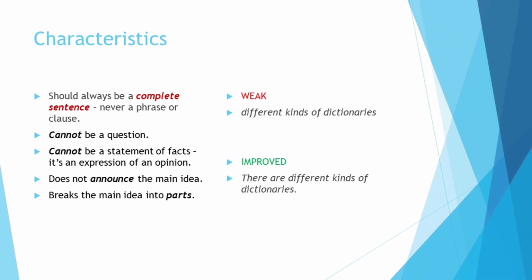The first one is your thesis statement should be a complete sentence, and we mean a grammatically complete sentence. There should be a subject, there should be a verb. As you see in the example, if you say different kinds of dictionaries, you do have a main idea here, dictionaries. You do have a direction here. You're talking about different kinds. You're classifying something. But this is not a sentence. This is not a grammatical sentence. All right. So you need to write a grammatical sentence like there are different kinds of dictionaries. You have a complete sentence now.